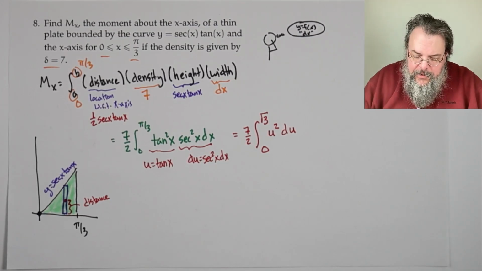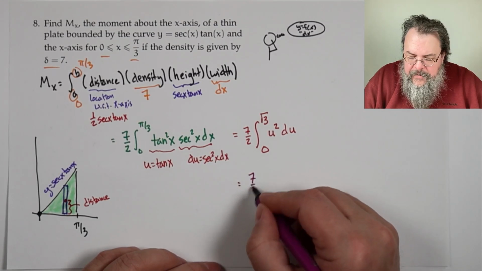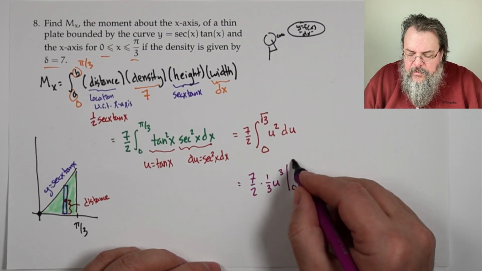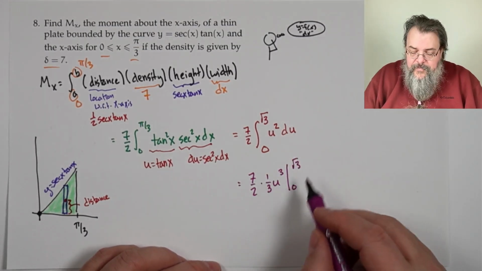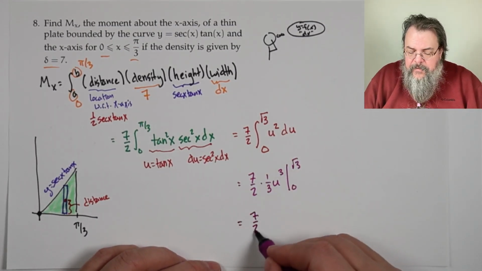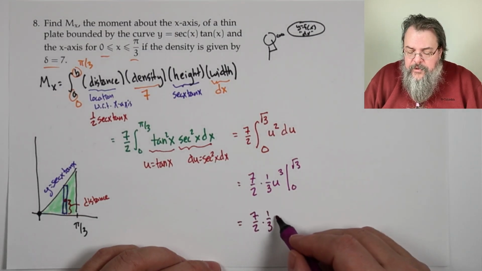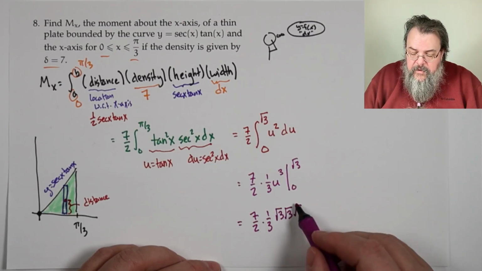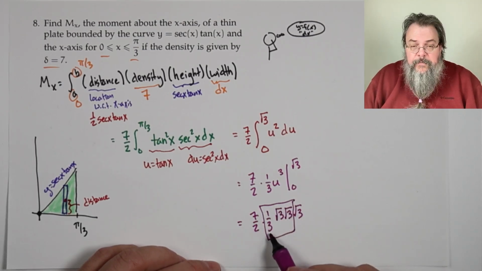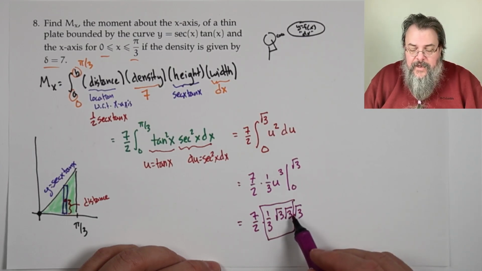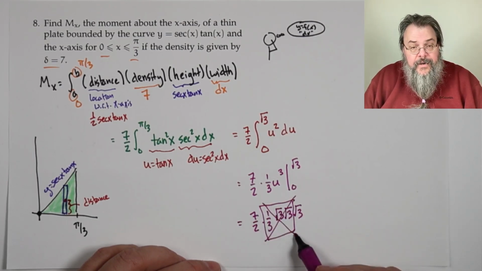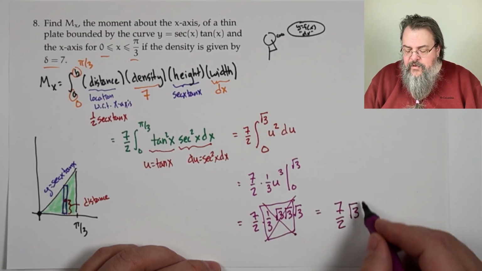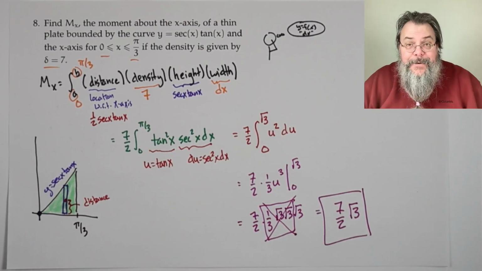So when you have a definite integral, always update your bounds, always looking forward, never looking back. All right, well, we now integrate, and we'd say, well, this is 7/2 integral of u squared, 1/3 u cubed, evaluated from 0 to root 3. Plug in 0, you get 0. Now we plug in root 3. So this is 7/2 times 1/3 times root 3 cubed, which is like root 3 times root 3 times root 3. The reason I'm writing it this way is notice what you have here: 1/3, and then a root 3 times root 3 on the top. That becomes 1. So we're left with 7/2 times square root of 3. And there we go. That's our answer.